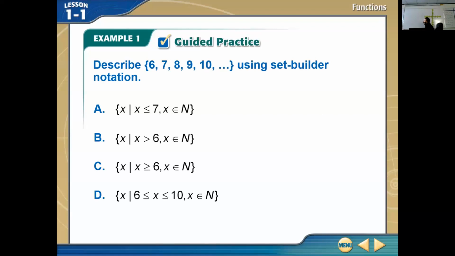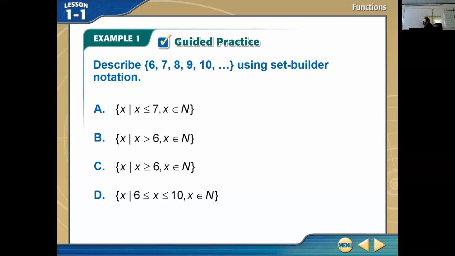Okay, so describe 6, 7, 8, 9, 10, and you can see that the 3 dots means that it continues, and it's using set builder notation. So looking at our set, we're looking at numbers that are greater than 6, and 6 is a part of our set. So x is less than or equal to 7. That's not going to work because you can see in our set itself we have 8, 9, and 10, which are greater than 7. Answer B, x is greater than 6, but you can see they don't have the greater than or equal to, so that doesn't encompass 6, so that's not going to work for us at all.